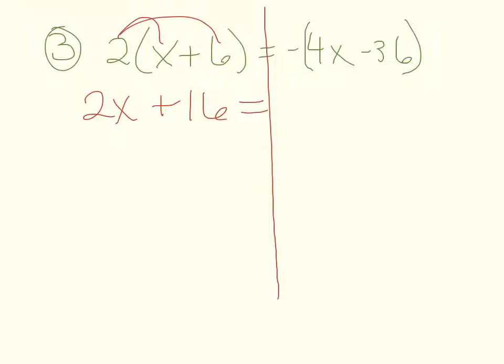Okay, this one, remember, has a negative. Now when you multiply by a negative, it changes the sign. So negative 1 times 4x is negative 4x. Negative 1 times negative 36 is a positive 36.